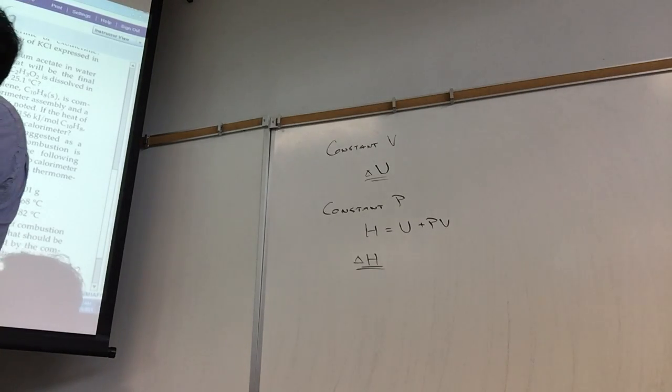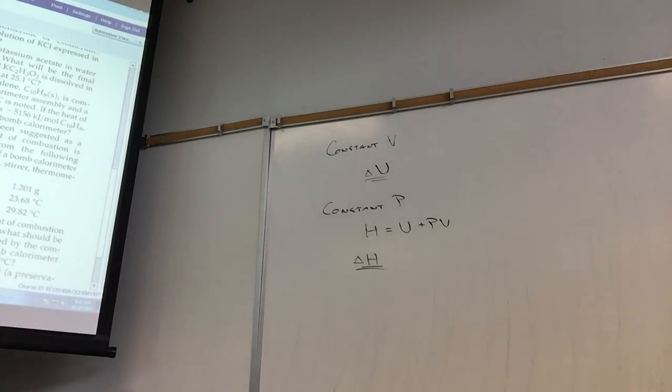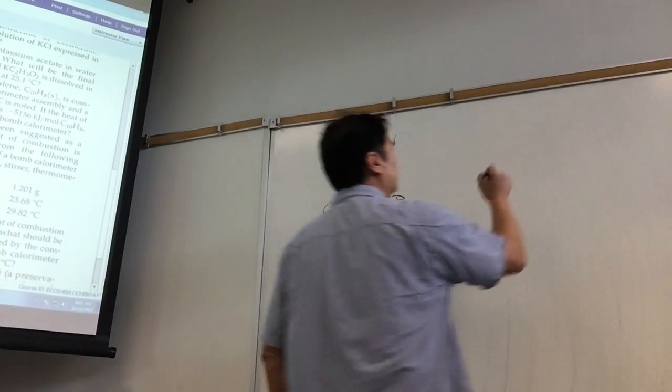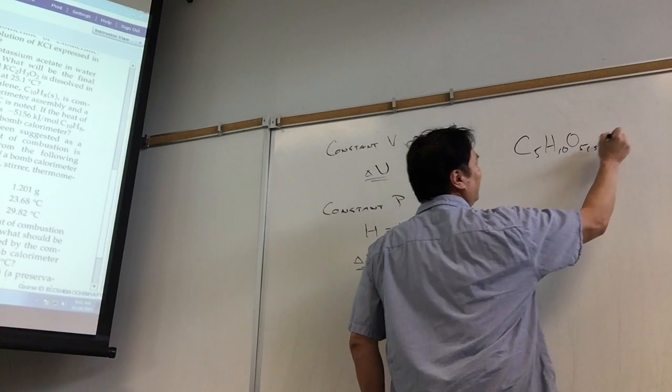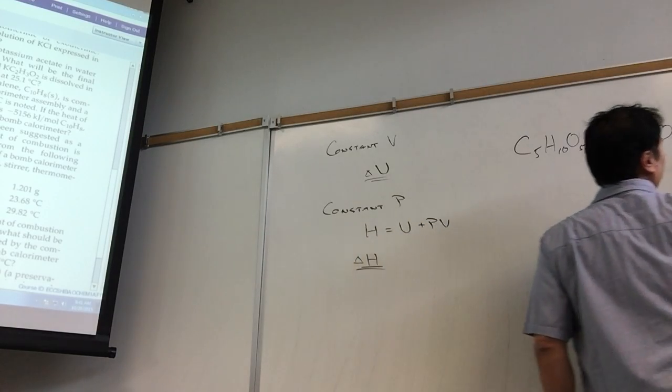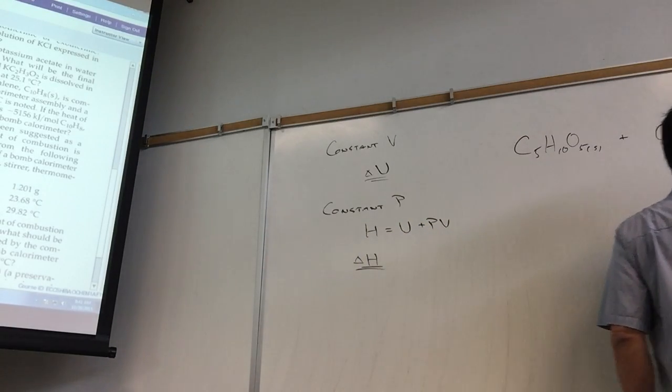At constant volume. Well, it's not just constant volume, it's simultaneously constant volume and constant pressure. There's no change. Well, let's take a look at this one, C5H10O5. So we have C5H10O5 solid. And then we're going to burn this to form CO2 gas and water, a liquid.